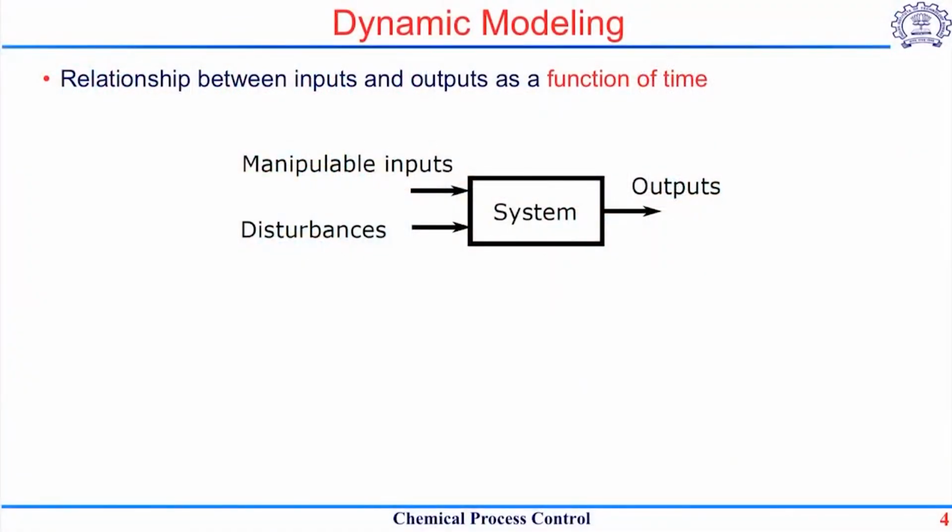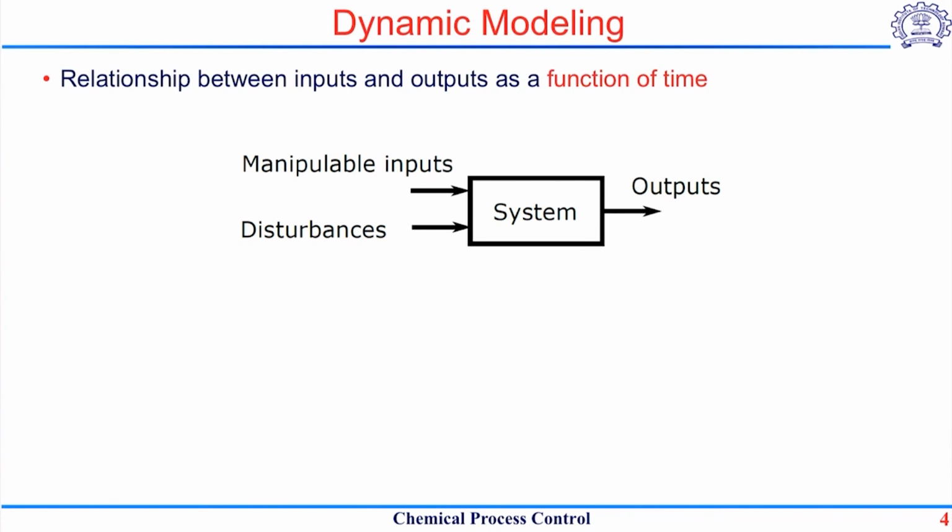In terms of process control, what you can see is that there are two types of inputs. We have seen that in the last lecture. Any input can be a manipulable input which affects the output, or it can be a disturbance input, and those inputs would have an effect on the output. Now, how this effect as a function of time will be captured by a dynamic model.